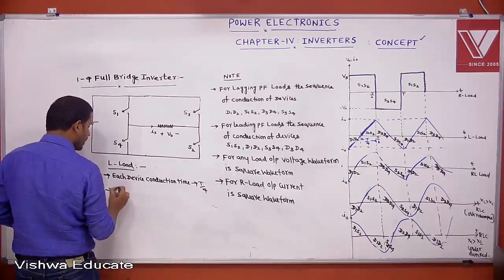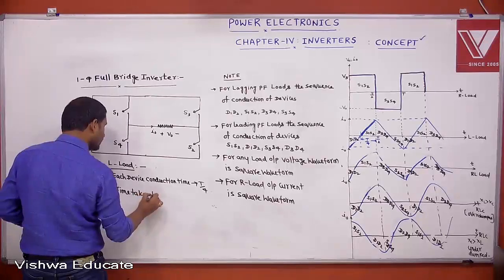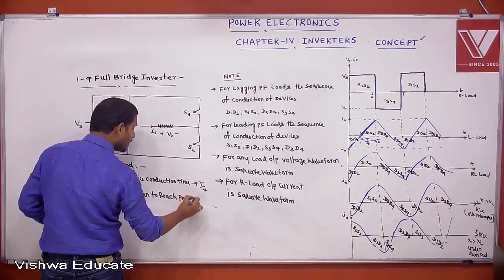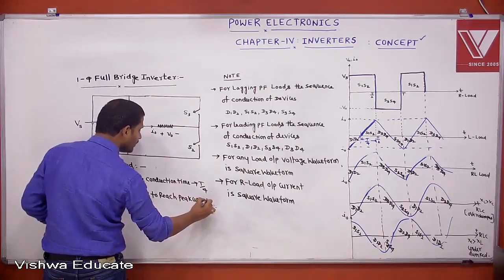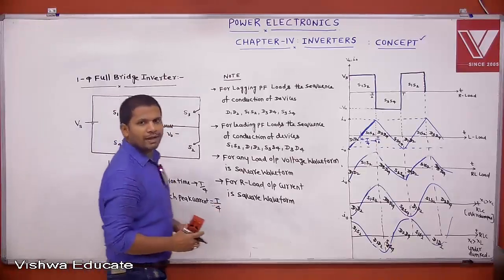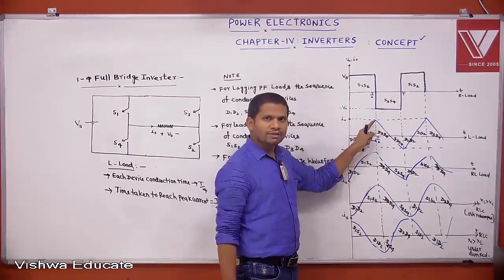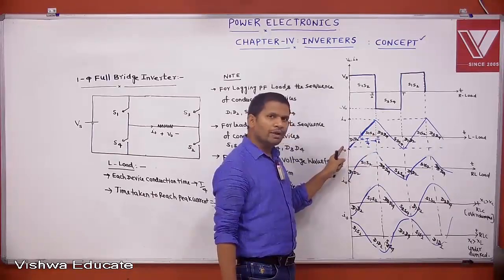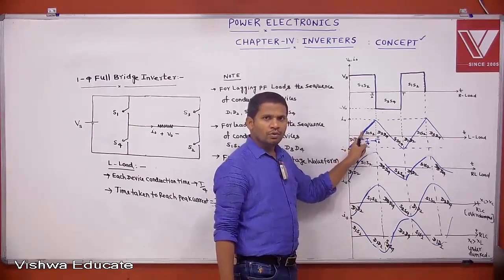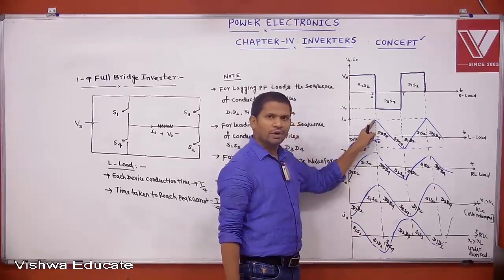Time taken to reach peak current. How much is the time taken to reach peak current? T by 4. Peak current means you take the reference as 0, from this point to this point. I am not asking about peak to peak current. Peak to peak current means negative to positive. Peak current means 0 to positive or negative to 0. That's why you take this point to this point, or this point to this point.